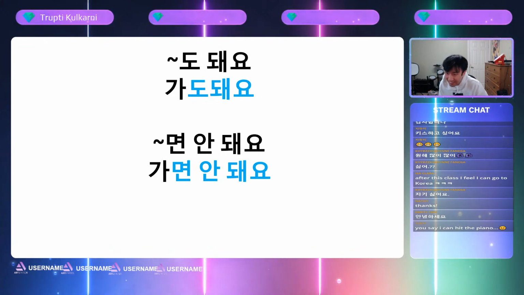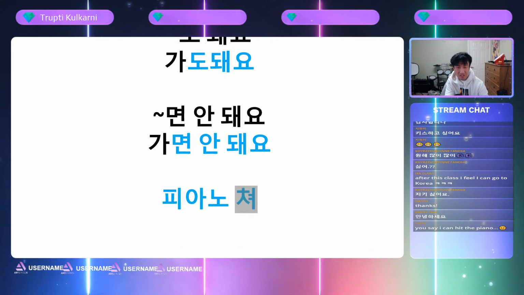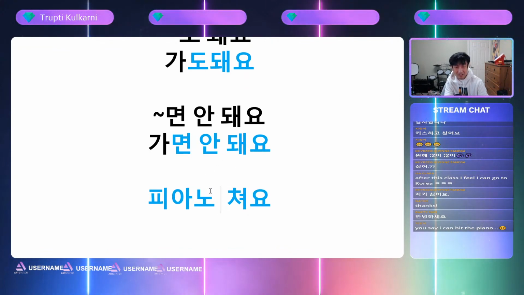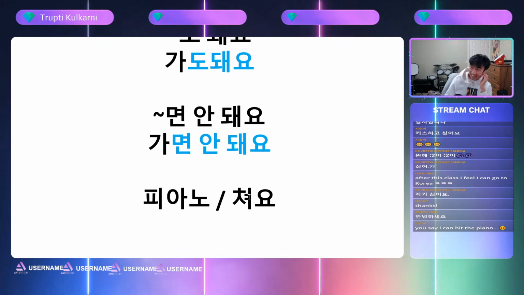You can say I can hit the piano. Yeah, hit the piano. I guess literally translated we say we hit piano. For instruments we say we hit it. Well, we don't think of it like that. We just think of it as we play the instrument. Like 피아노 쳐요. Yeah, 쳐요 literally means to hit it. But I never thought of it like that. I guess it's just like you play an instrument.